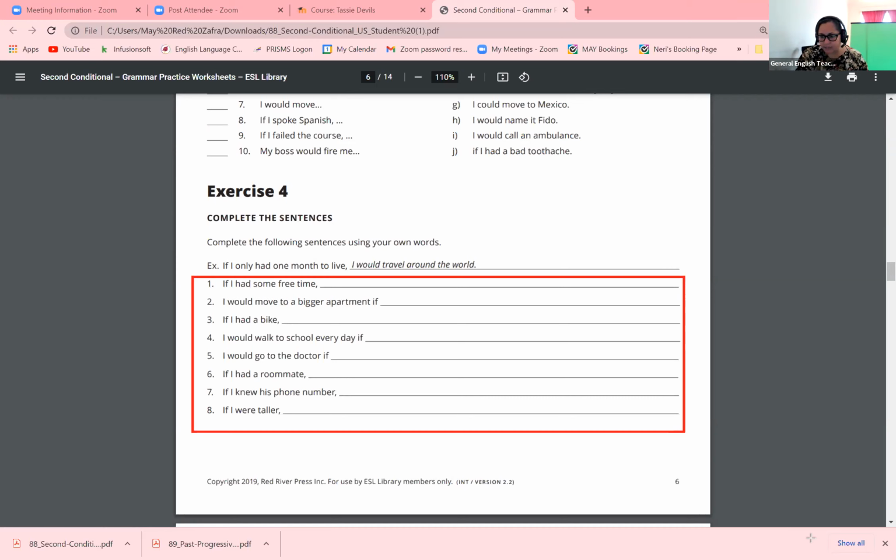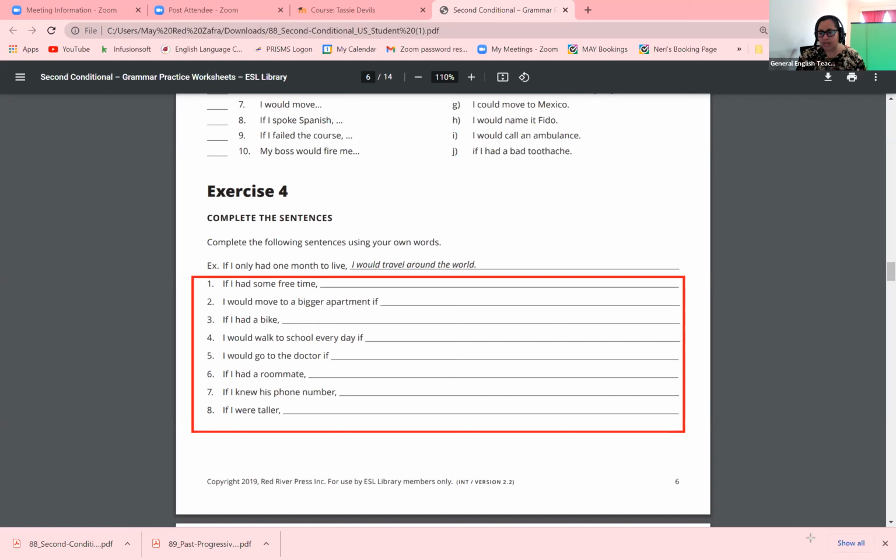Okay, next. If I had free time, I would go shopping. That's correct, Ben. Go to the next one. If I had some free time, I would do things that I love. No D with love. Is that clear, Nahal? If I had some free time, comma, I would do things that I love, not loved.